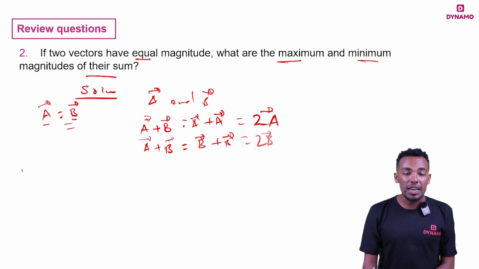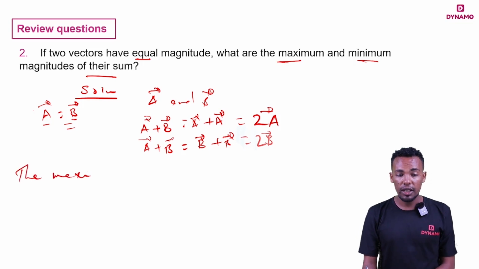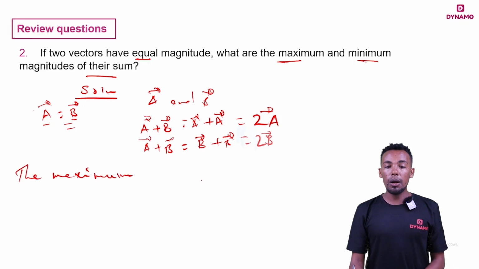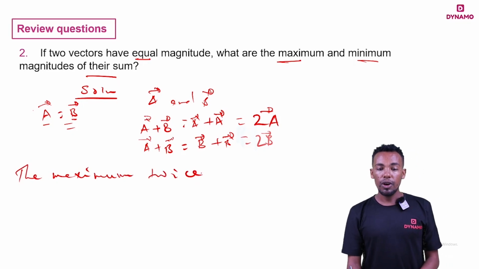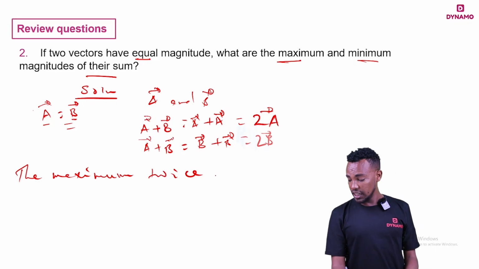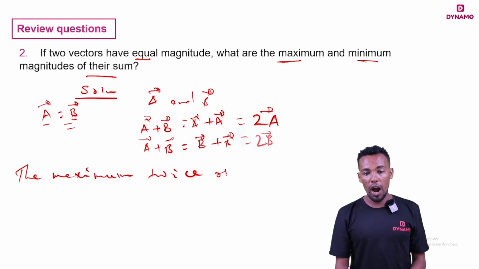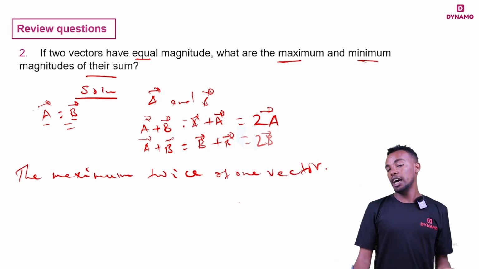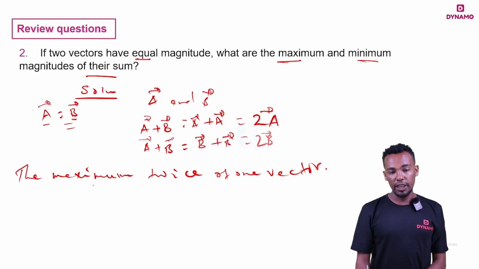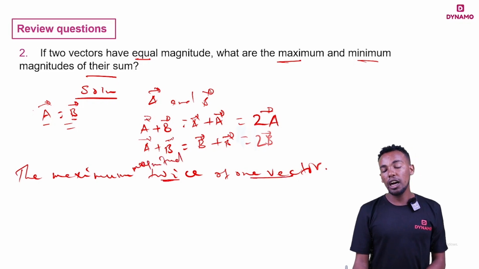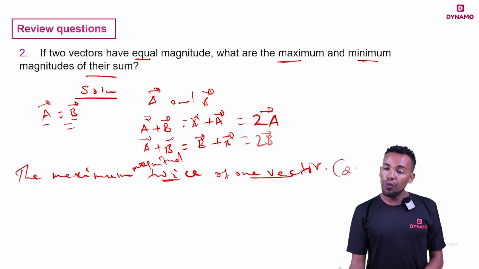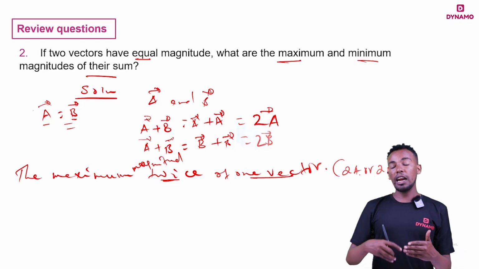Therefore, the maximum value is twice of one of the vectors, either vector 2A or vector 2B. Both are equal. This is the maximum magnitude: twice of one of the vectors, twice of A or twice of B.